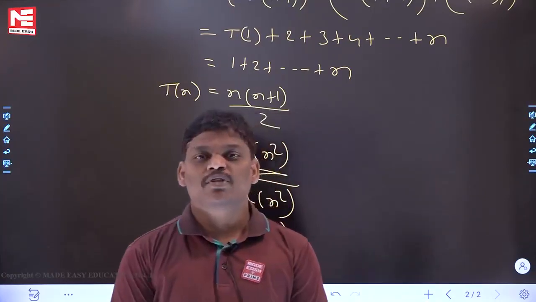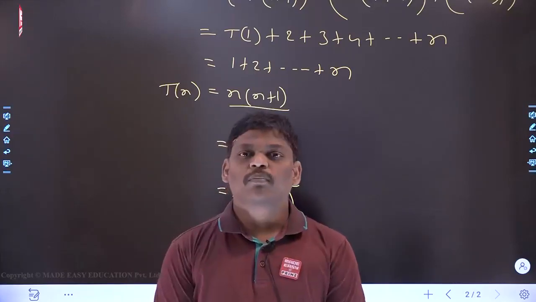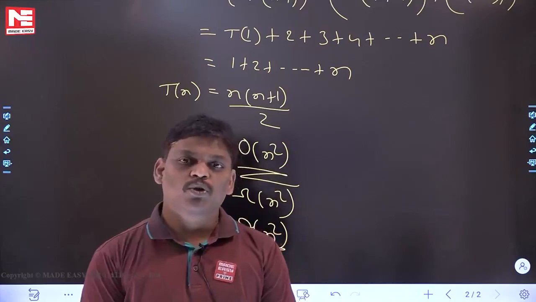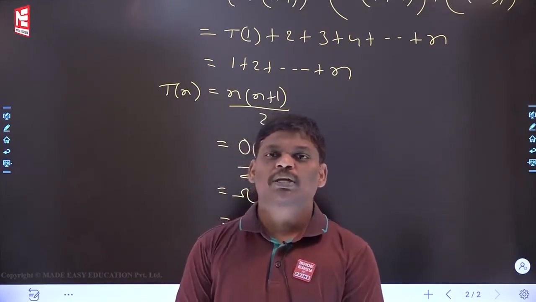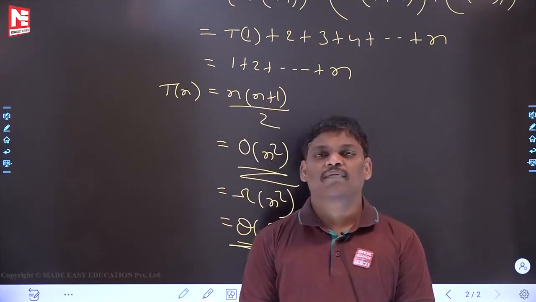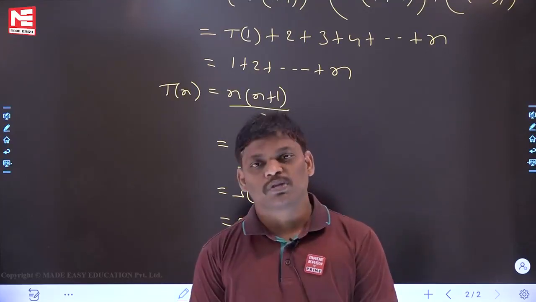What is the actual answer of this problem? N into n plus 1 by 2. What is the upper bound? Big O of n square. Lower bound, omega of n square. Big O upper bound is possible, and theta also. So for this problem, the answer is going to be theta of n square, which is nothing but big O of n square, and omega of n square is also possible. This is how to solve a recurrence relation using the substitution method.